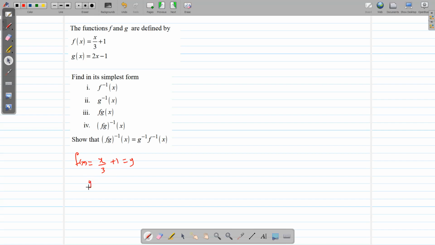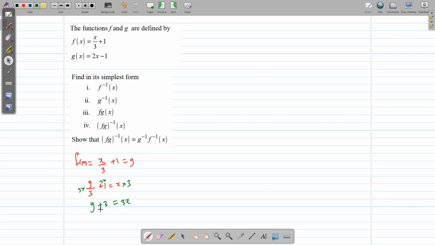So now we have y over 3 plus 1 equal x. And now we're going to solve it for y. The first thing we need to do is to multiply everything by 3 to get rid of this 3 in the denominator. So 3 times this, and 3 times that, and this times 3, that cancels out. So we end up with y plus 3 is equal to 3x.